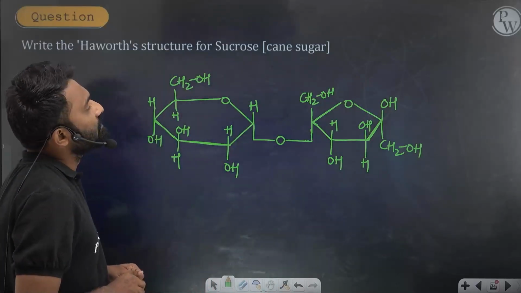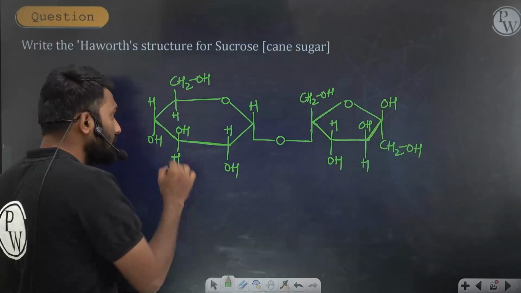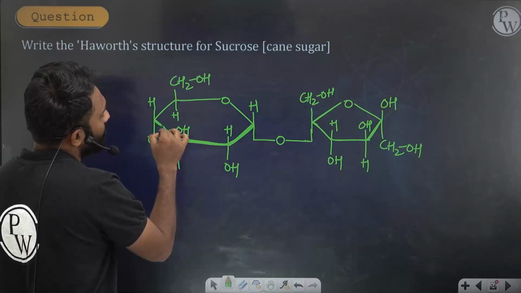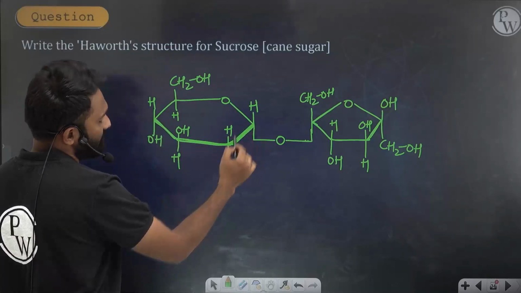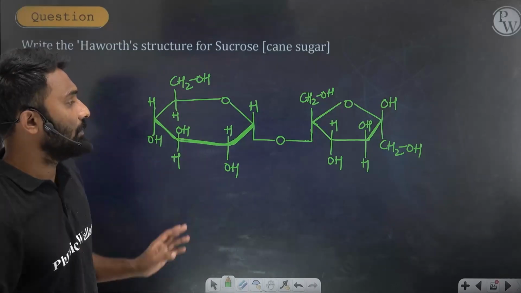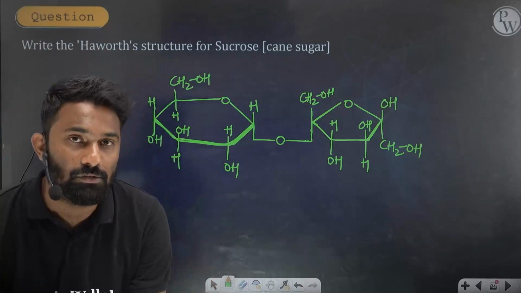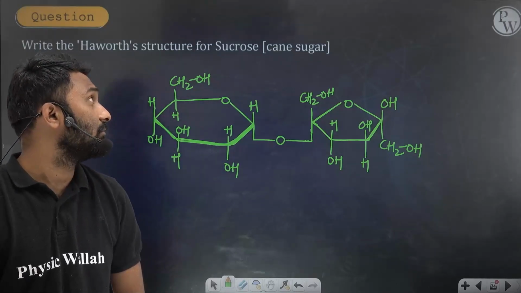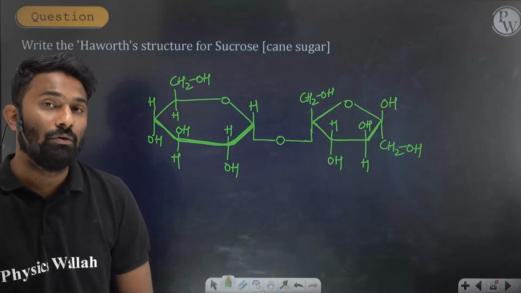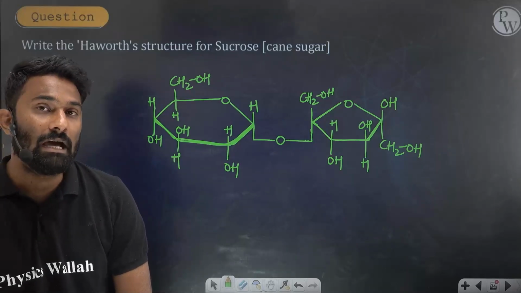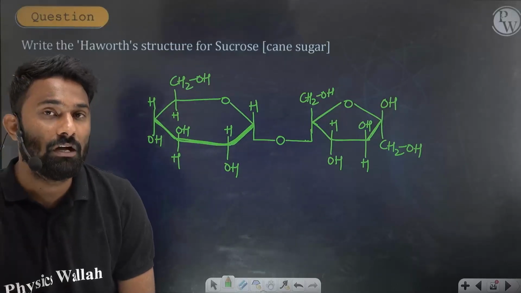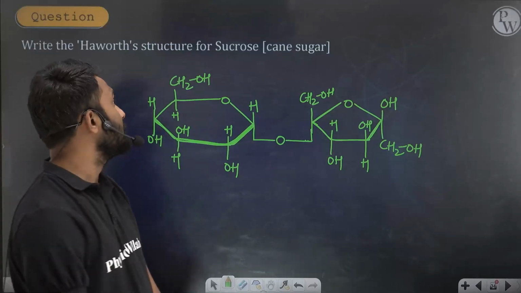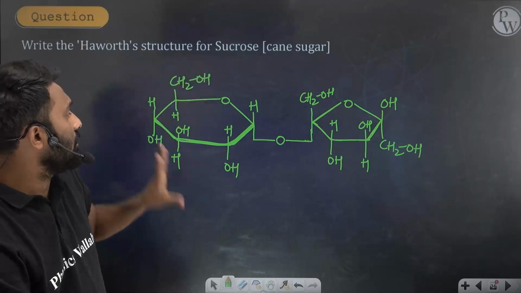Write the Haworth structure of sucrose. Now sucrose is not a reducing sugar, right? Now this is the Haworth structure of the sucrose. You don't need to memorize anything else, but this structure you have to remember. In biomolecules they can ask the Haworth structures of sucrose, lactose. Sometimes they may ask the structure of glucose and the structure of fructose. Okay, next, now this is the Haworth structure of the sucrose.